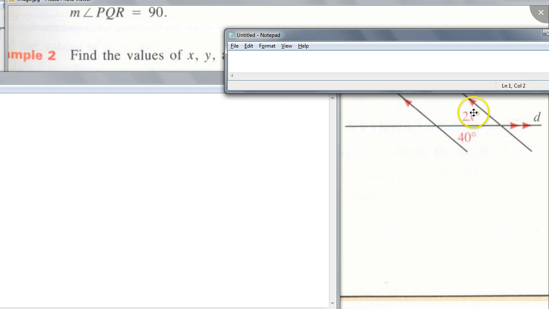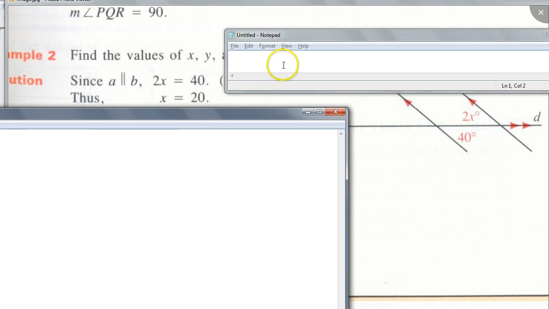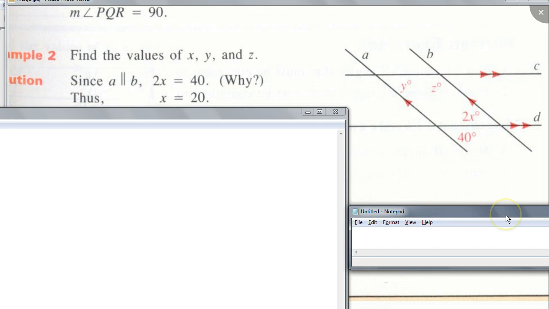What kind of angles are these? The angle right here and this angle, 2x and 40. These are the alternate interior angles, aren't they? And what do you know about alternate interior angles, guys? They are congruent. So of course x is 20. Does that make sense? Do you see how you can find x? Okay, so whenever you have problems like this, just hide the line that doesn't help you. Next, let's find y.